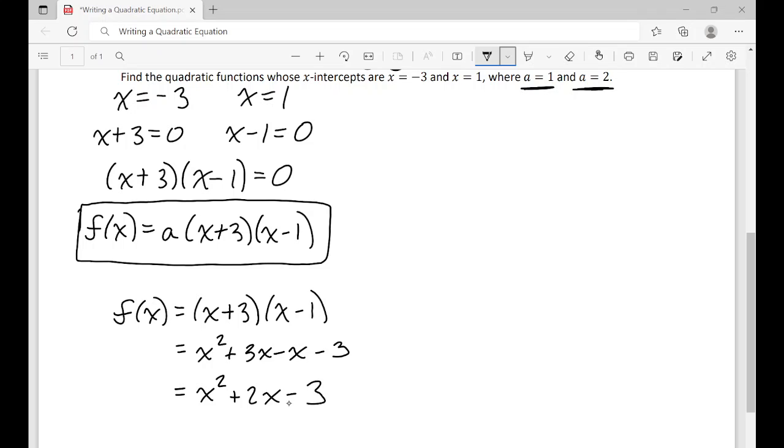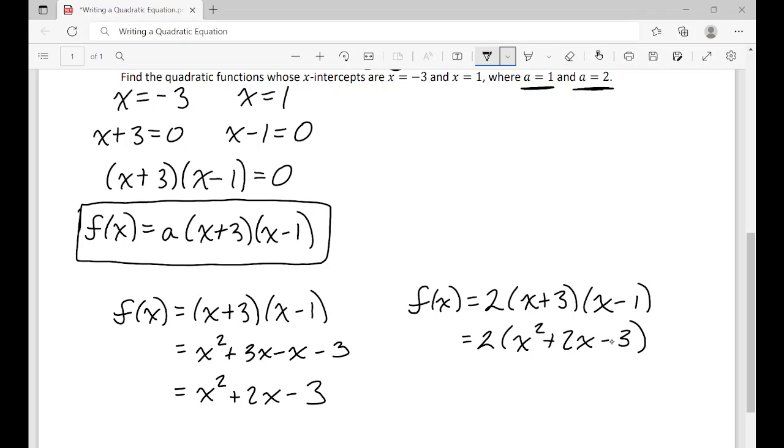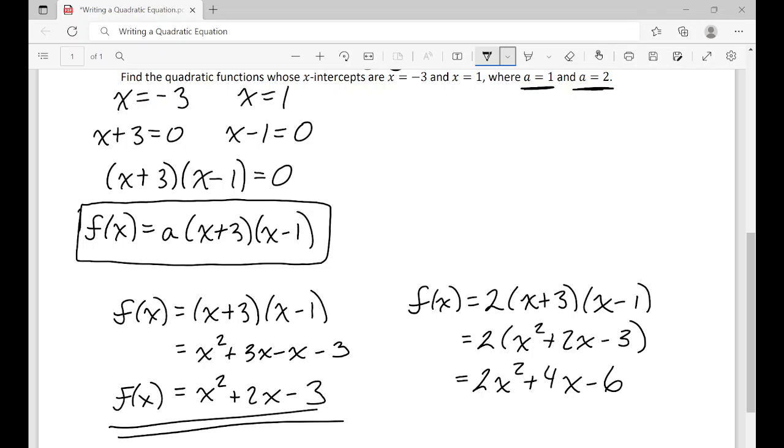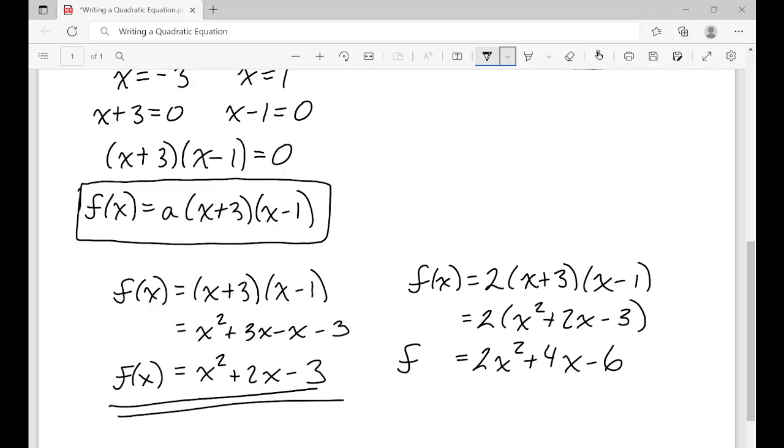Well, we can take the exact same thing here. f(x) = 2(x + 3)(x − 1). We can FOIL it out again, or we can use what the two parentheses multiply out to be, which is 2 times (x² + 2x − 3), and then distribute the 2. So 2x² + 4x − 6. So we have our two functions: this one when a is equal to 1, and this quadratic function when a is equal to 2.